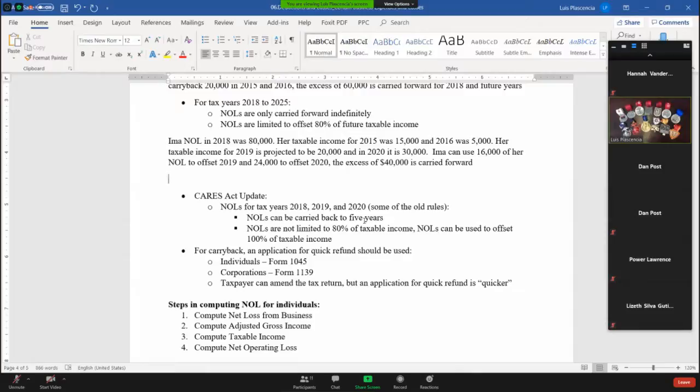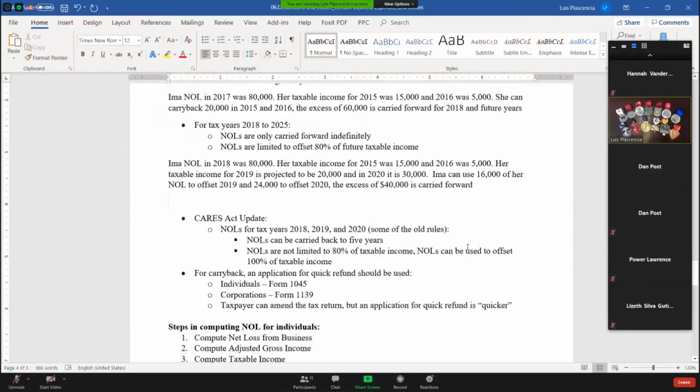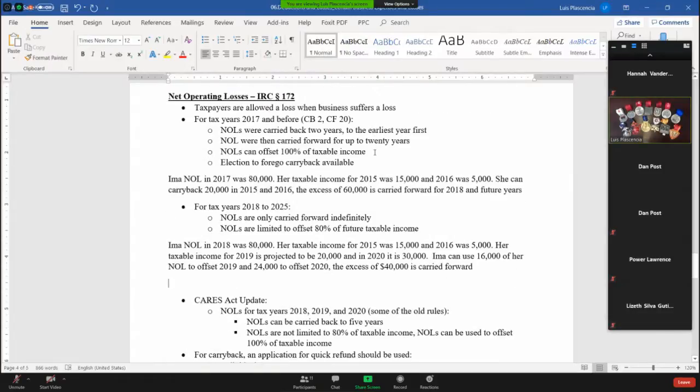NOLs for 2018, 2019, and 2020, it pretty much goes back to the old rules, sort of, with some twist. But instead of carrying back 2 years, they carry it back 5 years. But it's not limited to 80% of taxable income. NOLs can offset 100% of taxable income, carry back or carry forward. So it actually made this NOL rule a little bit better for now.